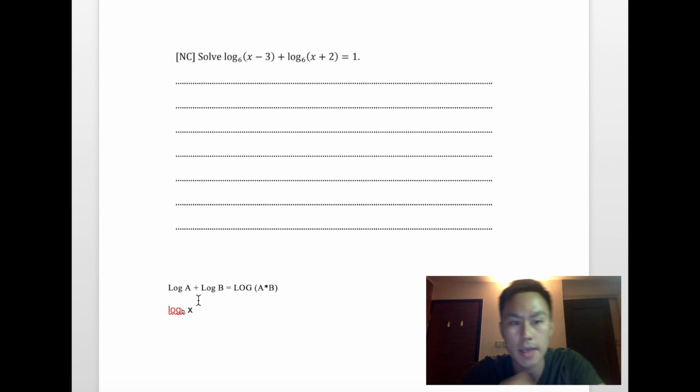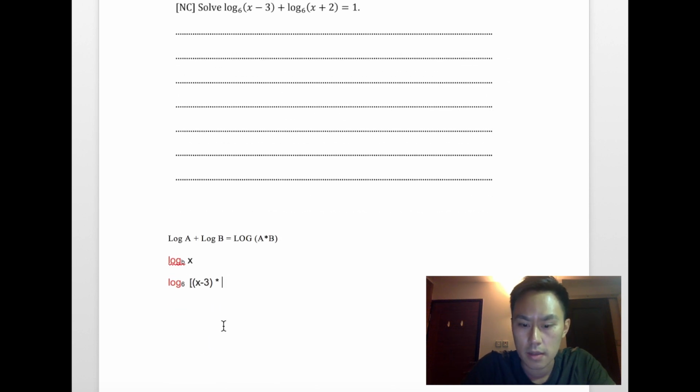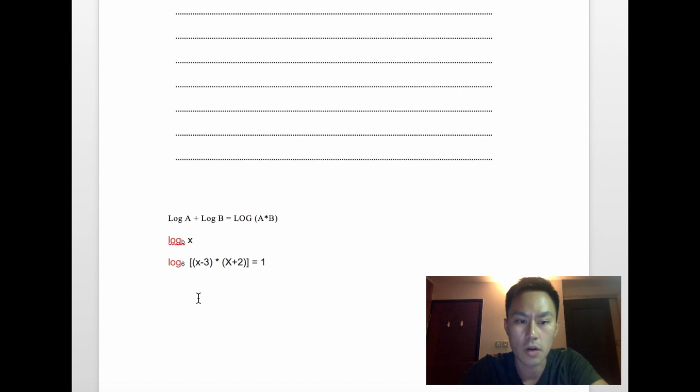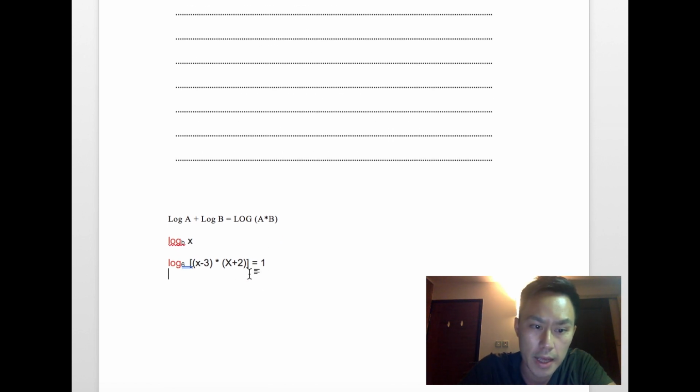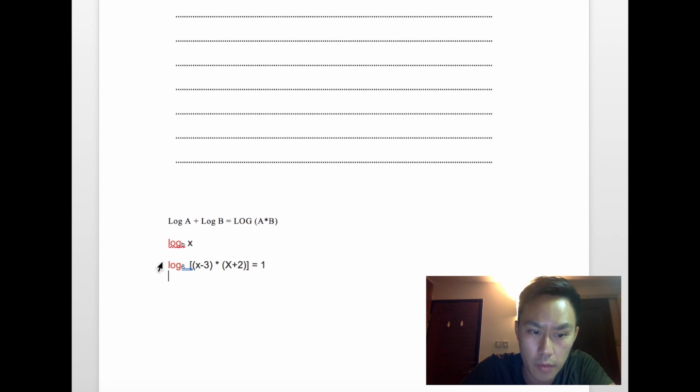So what you do is group the x minus 3 and x plus 2 together, so basically just log of (x minus 3) times (x plus 2), close the bracket, equals to 1. This step should be quite easy for you guys, but the next step is one most students find confusing, because they don't know how to get rid of the log 6.